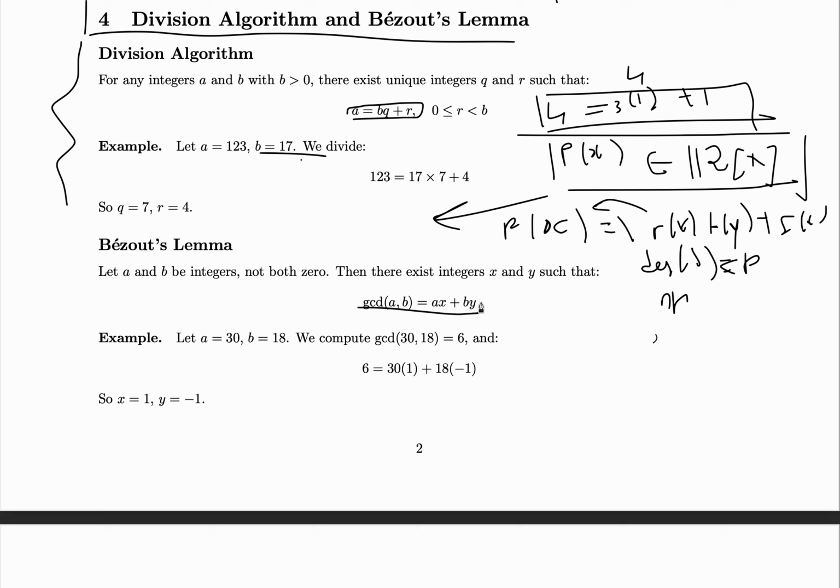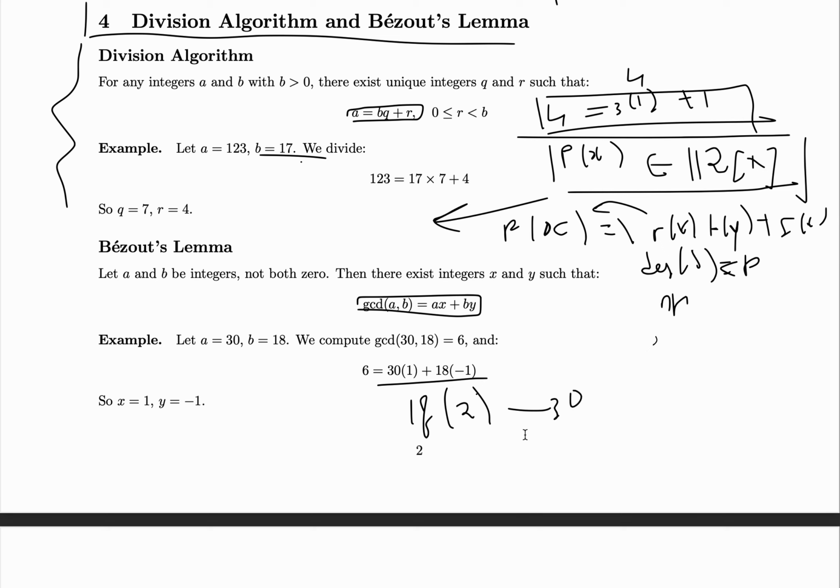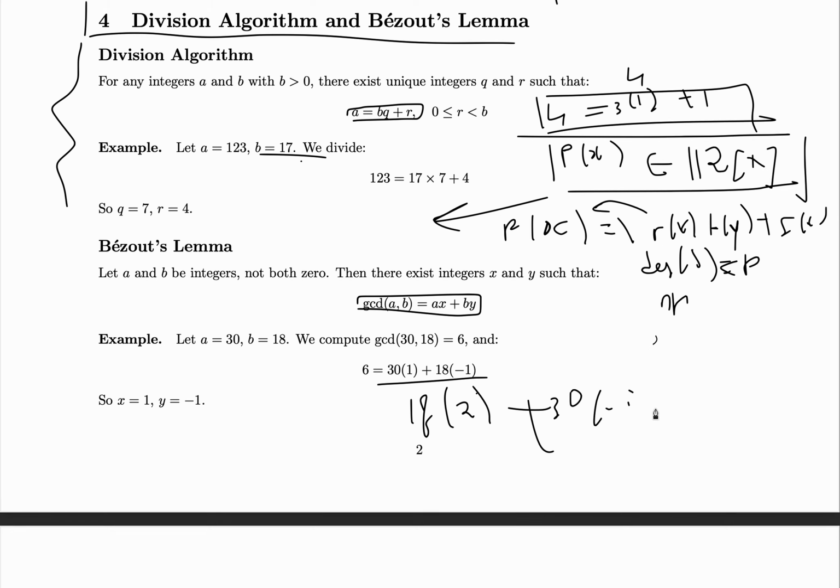For GCD(a, b), we can find some numbers x and y so that we can actually prove them. Here we can find the GCD of 12, 8, and 18 to equal 6. 6 is just 30. Here's a mistake. Wait, so it's 18 times 2 minus 30 times 1. Yeah, this should be like this. Sorry.